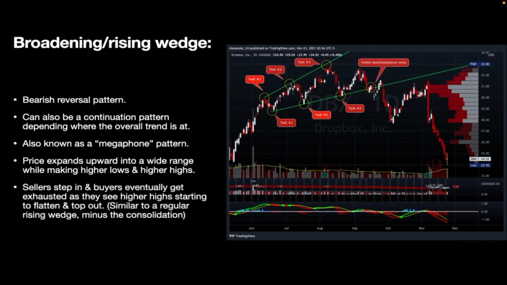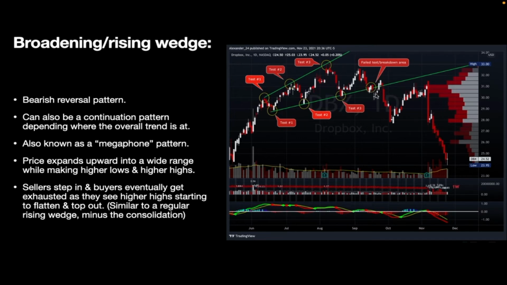Sellers step in and buyers eventually get exhausted as they see the higher high starting to flatten and top out. So you can see this would be the area where buyers are starting to, no more higher highs, stuff's flattening out. You can clearly tell that it's probably about to break down, but I would still wait to enter on the trend break.